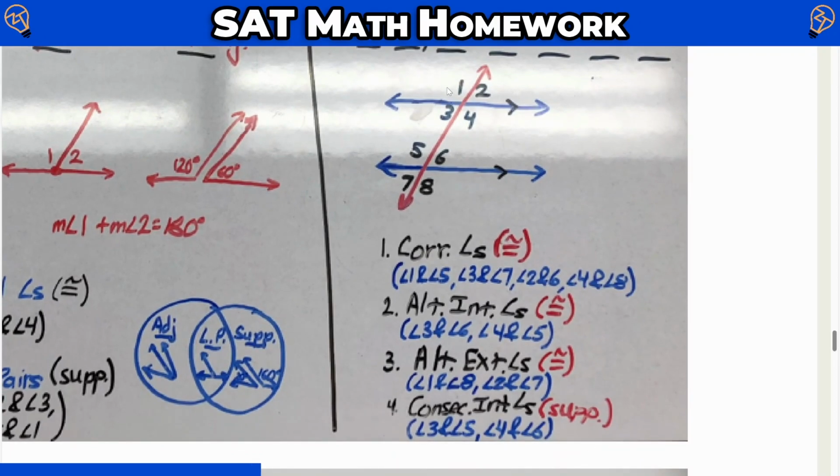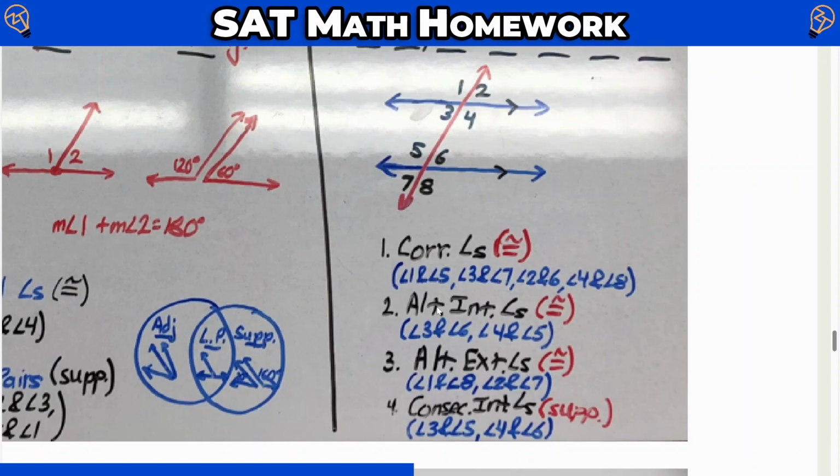Now, corresponding angles means that they're in the same respective or corresponding position. For example, angles 1 and 5 are both in the upper left of their respective clusters, and corresponding angles are always congruent. And notice I listed what those corresponding angles are in this diagram. Now, notice angles 3, 4, 5, and 6 are between the blue lines, which means they're interior. 1, 2, 7, and 8 are outside of those blue lines, so they're exterior.